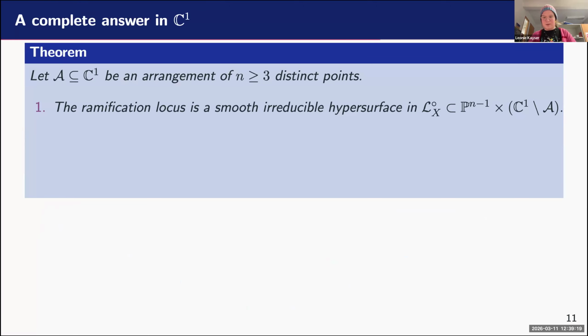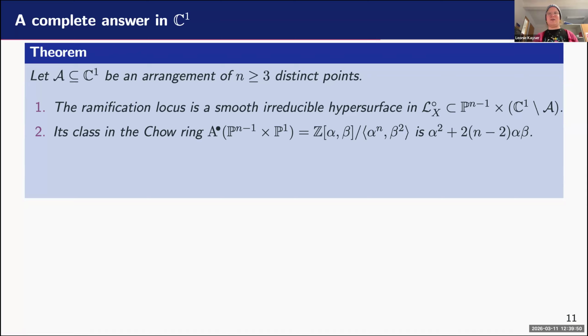And coming back to points on the line, I wanted to give you a complete answer here, because this is where we can just use standard intersection theory arguments to succeed. We can say that the ramification locus is a smooth irreducible hypersurface. This is essentially the previous result, because for points on the line, all arrangements of points are uniform.